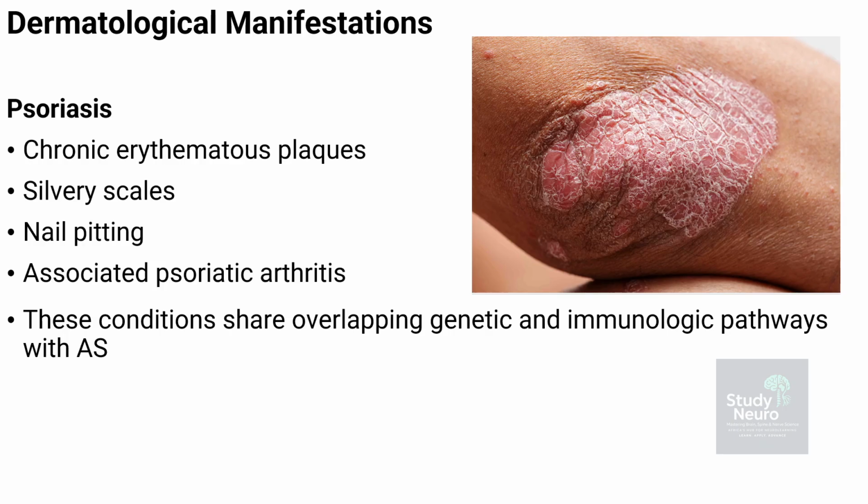Ankylosing spondylitis may also be associated with skin disease, particularly psoriasis, because these conditions share similar genetic and immune mechanisms. The link is well established. Psoriasis typically presents with well-defined red plaques covered by silvery scales, and some patients also develop nail pitting or inflammatory joint disease known as psoriatic arthritis, reflecting the close relationship between these disorders. Skin findings may appear before or after joint symptoms. Recognizing these dermatological features helps identify the broader spectrum of inflammatory disease and can guide both diagnosis and treatment decisions.